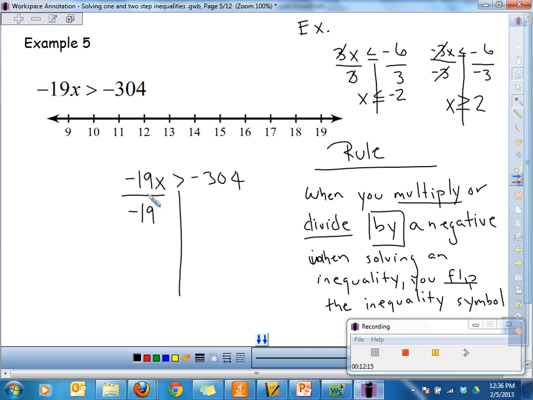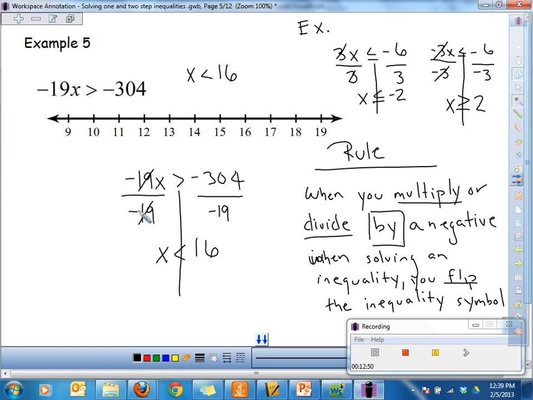Notice I said I'm dividing by a negative. Because I'm dividing by a negative, I need to flip my inequality at the end. So what that's going to look like is these cancel out. I'm left with x is, since I divided by a negative, I'm going to have x is less than, and negative 304 divided by negative 19 is a positive 16. So my inequality is actually x is less than 16.